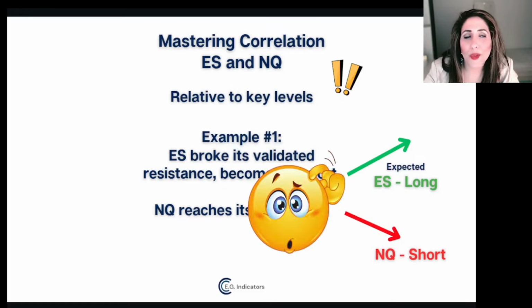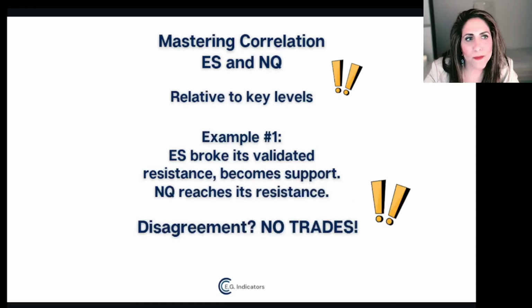Confusion, no trades. Disagreement, no trades. Why? Again, because they are highly correlated. And if they disagree, this means that one of them will break the level. ES respects its support level and NQ reaches its resistance level. I would avoid shorting NQ with 100%.